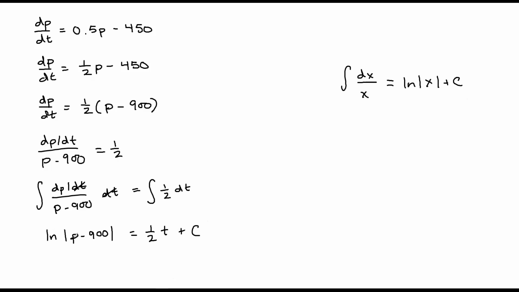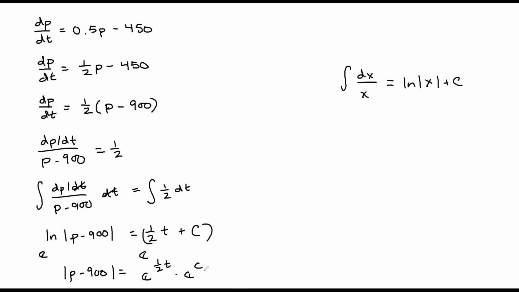Okay. And now at this point, we've got an equation where we have a single p. If we can get that p by itself, then that will be the function that we could plug into the original differential equation that would make the equation true. So to unpeel this and get at the p, we can make both sides the exponent of e. And then on this side, the e and the natural log cancel, and we get p minus 900. And over here on this side, we can rewrite this. This is e to the 1/2 t times e to the c.